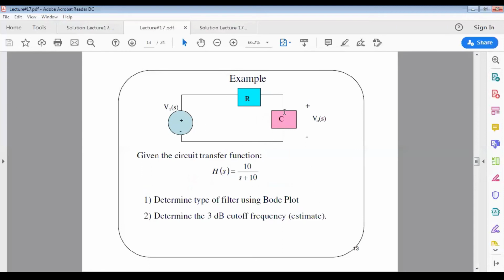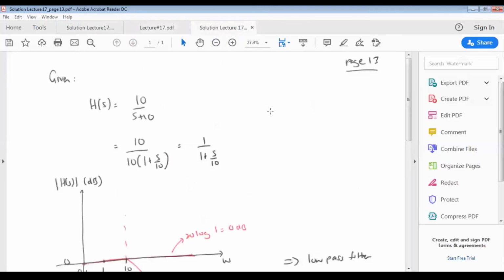Yeah, so in this example, we are given the transfer function straight away, where the transfer function is 10 over s plus 10. So based on this, you need to obtain the filter type using the Bode plot. And secondly, we need to obtain the 3 dB cutoff frequency. Yeah, let's have a look at the solution for this example.